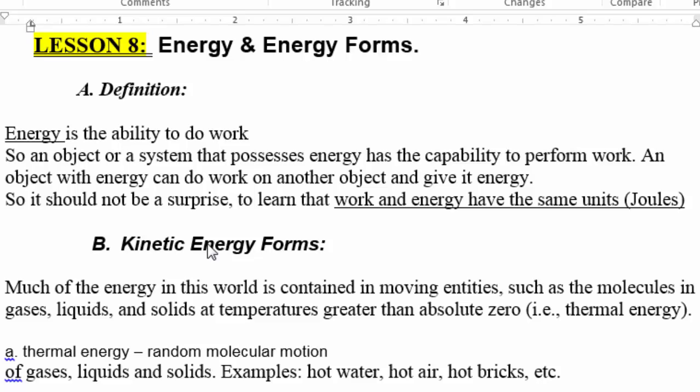So a car moving has kinetic energy because it has the ability to do work. If this car hit a box in the street, it will be able to apply force on it and move it a distance, which is performing work. The other type of energy is called potential energy, and this is energy stored in the object due to its position or internal makeup. And we'll talk about those two types of energy in detail.